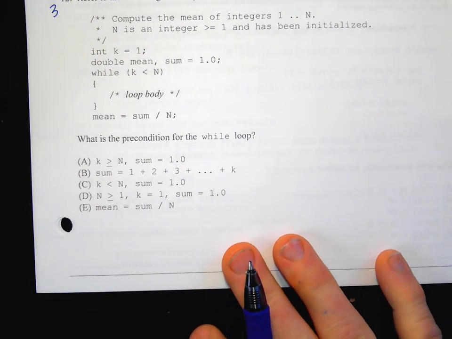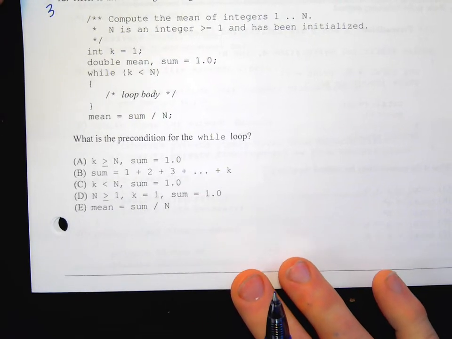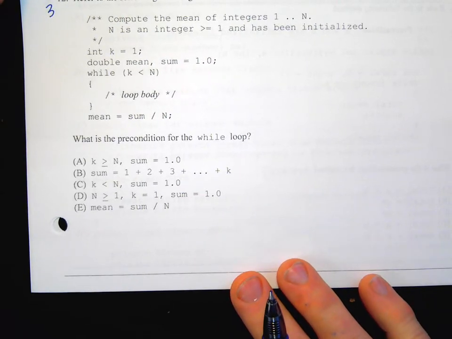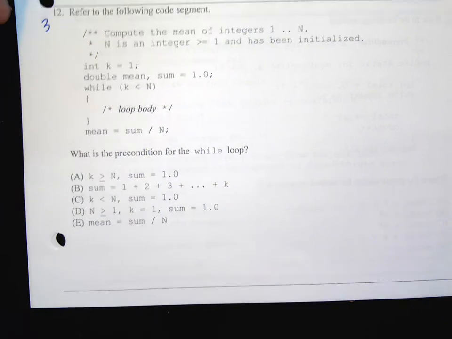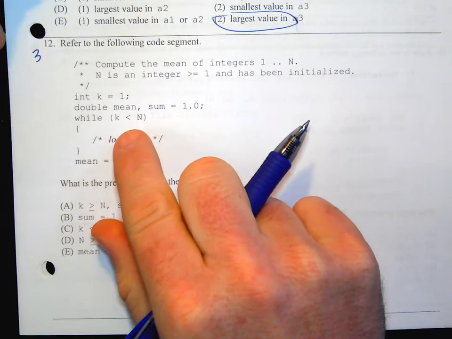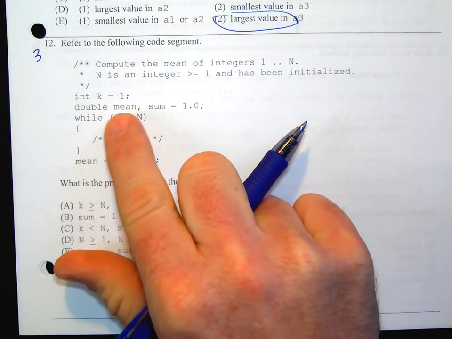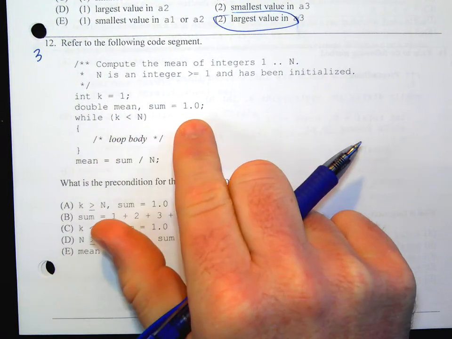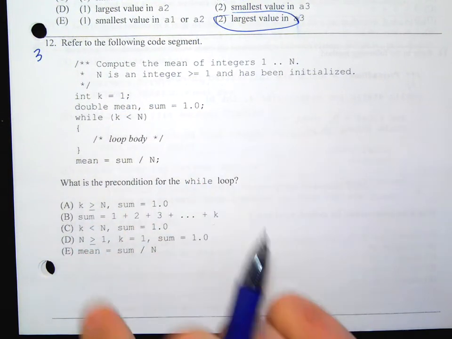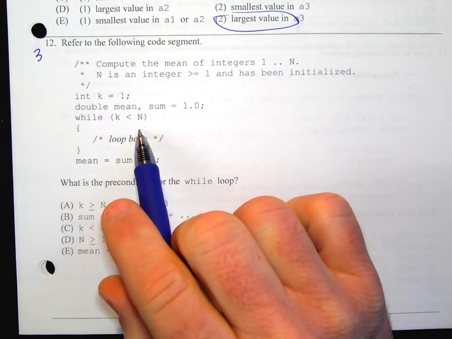Let's see. Number 12: compute the mean of the integers 1 through n. N is an integer that is greater than or equal to 1 and has been initialized. Int k equals 1, double mean. So we're initializing, creating some variables. K is 1. You have the mean. You have the sum is 1.0. Those are both doubles, while k is less than n.